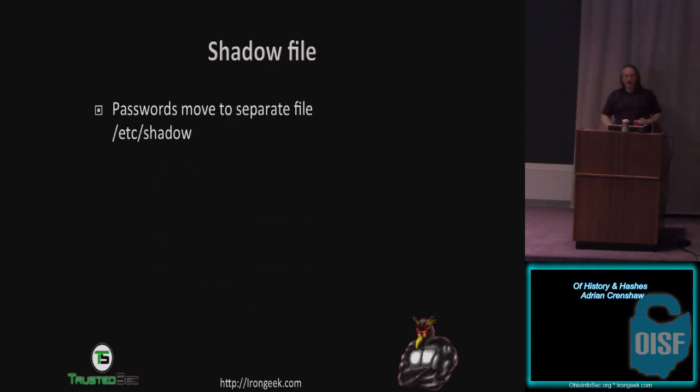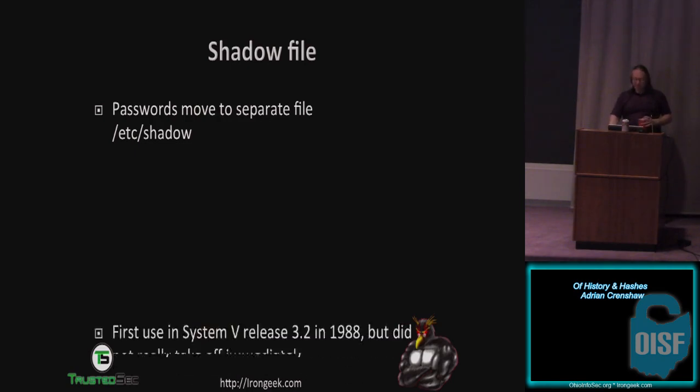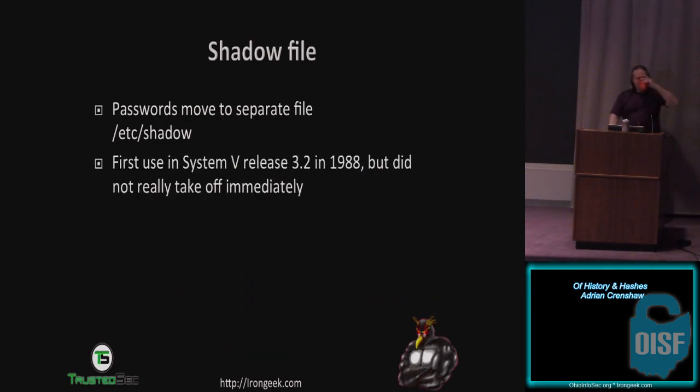Eventually, the shadow file became more and more popular. Now, the shadow file basically moves the hashes out of something that's readable by everybody to a file that you have to have root privileges to be able to get to. The first implementation of shadow file that I know of was System V Release 3.2 in 1988, but it didn't really seem to take off immediately.